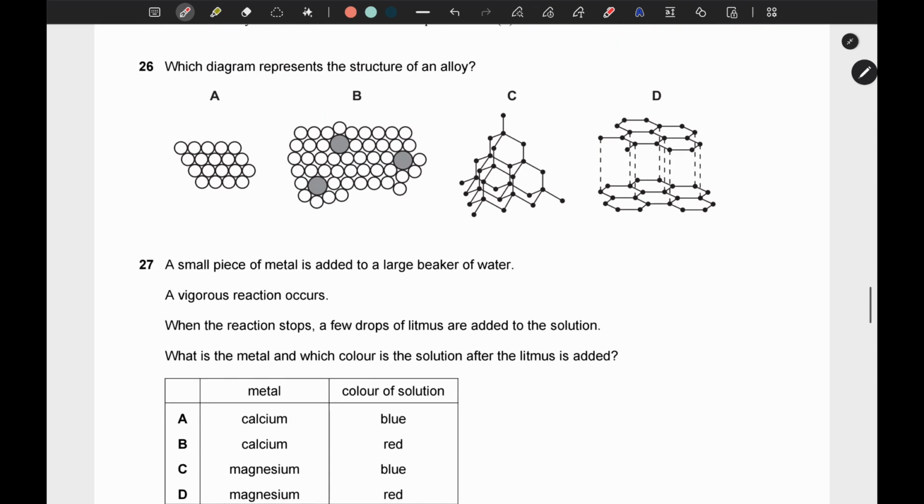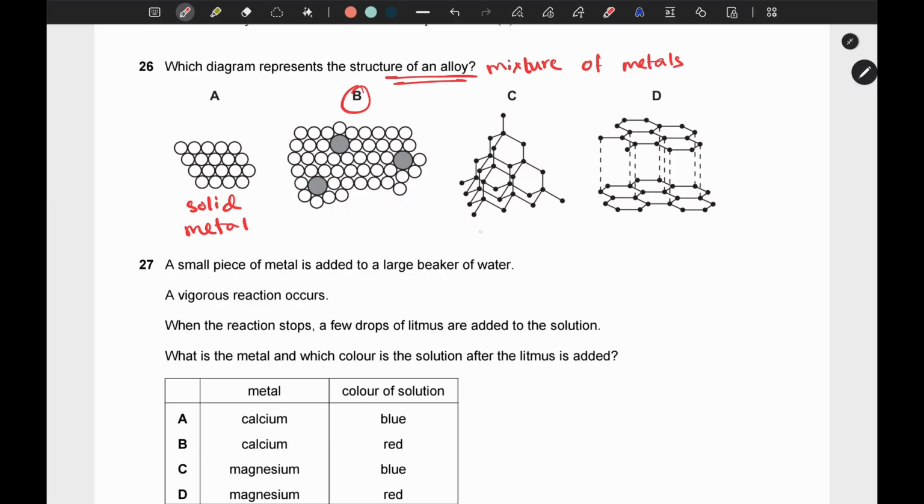Let's look at number 26, which diagram represents the structure of an alloy. So an alloy is a mixture of metals. So we can expect to see different sizes of cations in our mixture, or in the structure of an alloy. In that case, if you look at A, it's just all the cations regularly arranged. This is actually just the general structure of any solid metal. And for B, we see that there are cations of different sizes, so that would indicate that B is our answer.